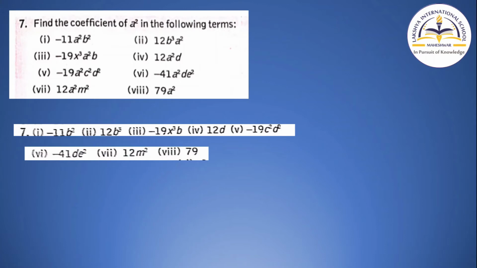Now question number 7, find the coefficient of a square in the following terms. Minus 11 a square b square. Now here you have to find the coefficient of a square. So you have to leave a square, and whatever else is there you write as the answer. Suppose the first answer is minus 11 b square. You have to remove a square just. Here you can see 12 b cube. Here minus 19 x cube b. Here 12d. Here minus 19 c square d square. Here minus 41 d e square. Here 12 m square. Here 79.